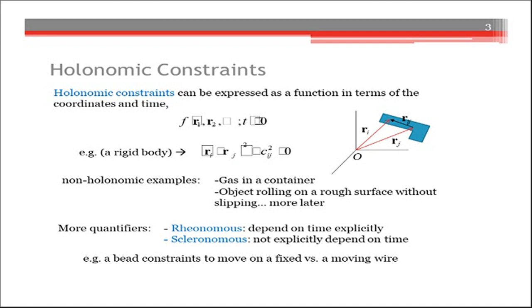Constraints are of two types: holonomic and non-holonomic. A holonomic constraint can be expressed as a function of the coordinates, as shown in the figure: a three-dimensional coordinate system in which two particles are present, with position vectors r_i and r_j from the origin and magnitude r_ij. For a rigid body, we get the summation of C_ij equal to 0.